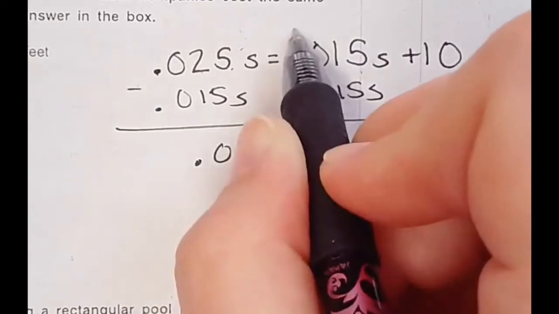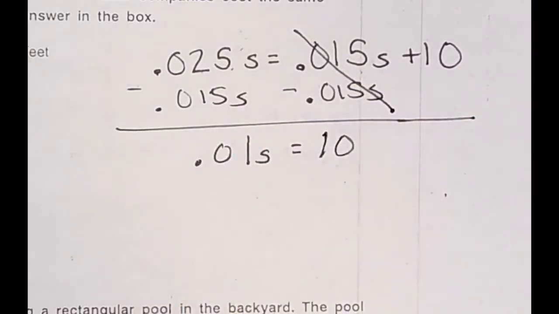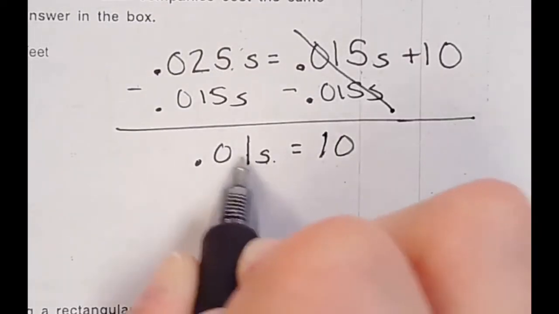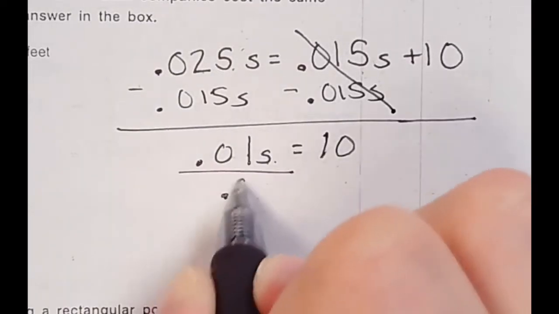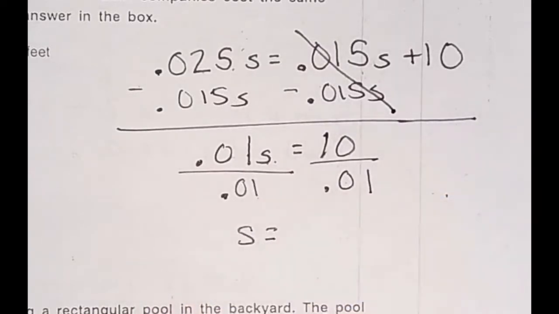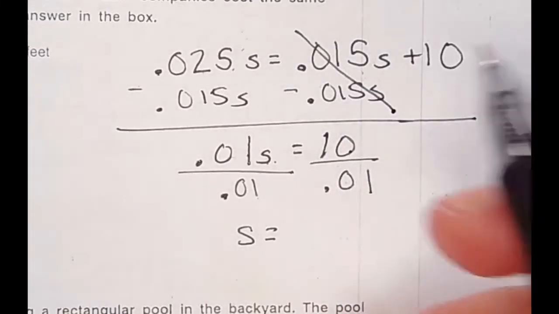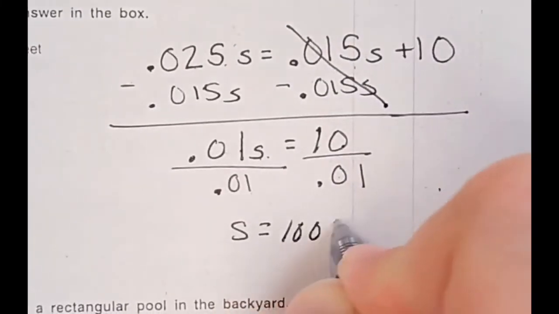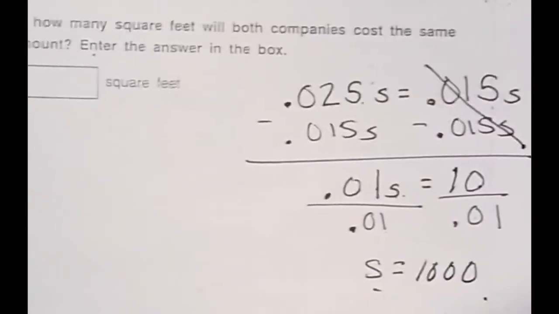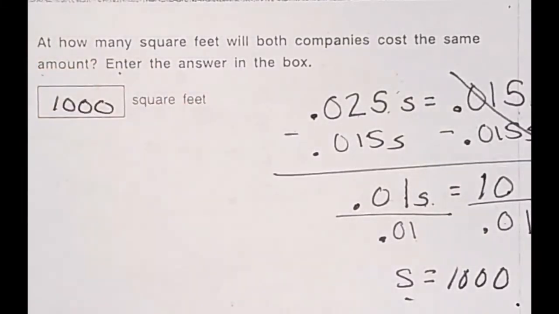I need to get s alone. 0.01 and s are being multiplied, so I need to divide by 0.01 on both sides. S equals 10 divided by 0.01, which is 1,000. So the size is 1,000 square feet. So I type 1,000 into that box. Okay, the last question is a little bit different.